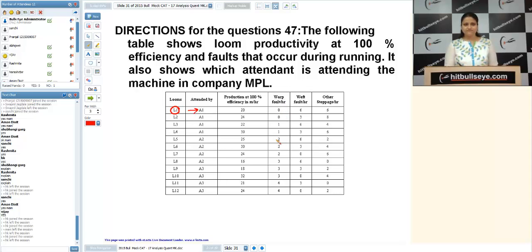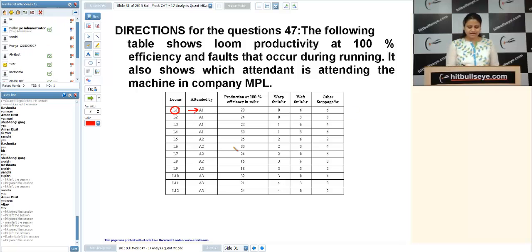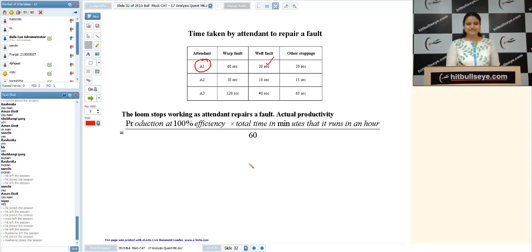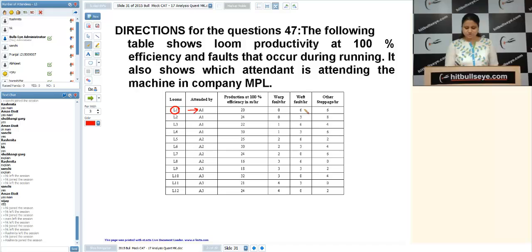Warp faults per hour: it means in 1 hour, how many warp faults are there? It is 0. Weft faults, they are 6, and it is attended by A1. Now A1 takes 20 seconds to repair a weft fault, so he'll take in total 6 into 20 seconds, that is 120, which comes out to be 2 minutes. It means he is spending 2 minutes in repairing weft faults.